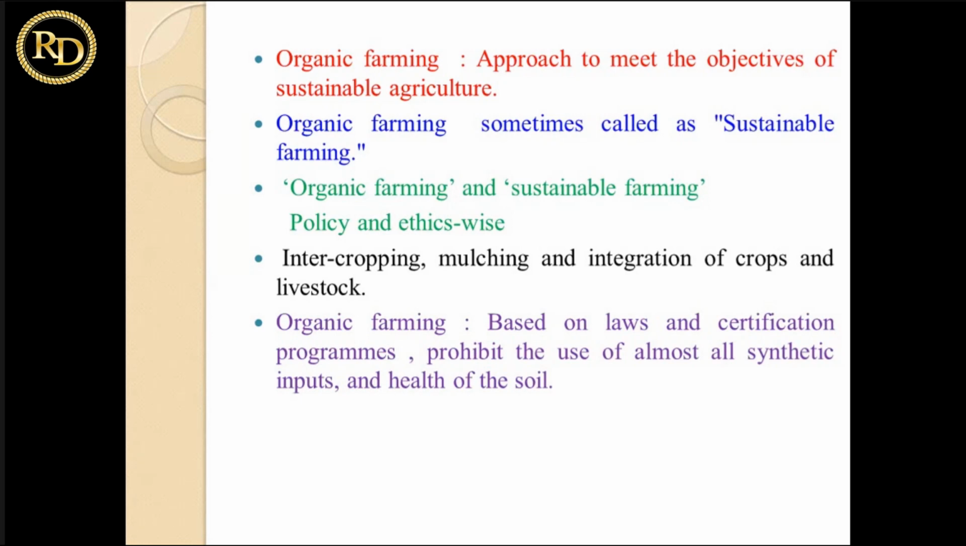But when we say organic farming, it is based on some rules. Rules are there, regulations are there, certification programs are there. So if you try to differentiate between organic farming and sustainable farming, organic farming abides by the rules, regulations and certification programs that prohibit the use of almost all synthetic inputs that deteriorate the health of the soil. This is the basic aim, or we can say the basic concept, of organic farming.